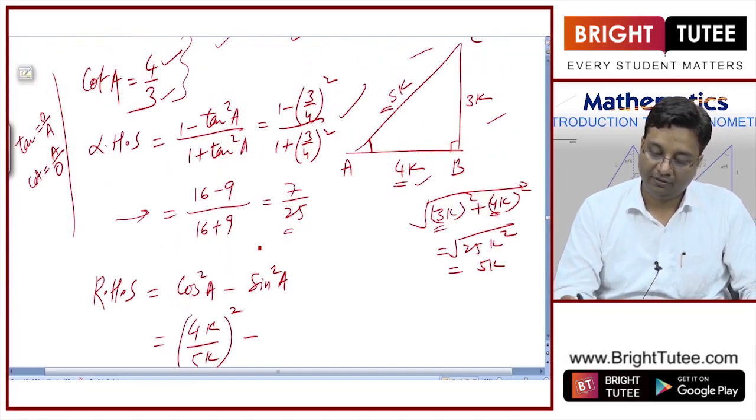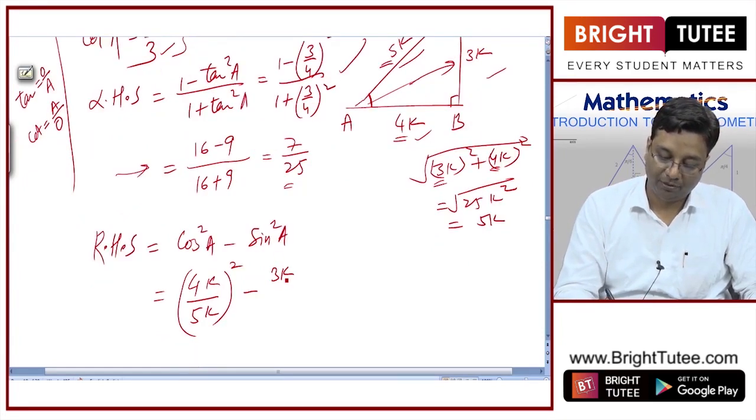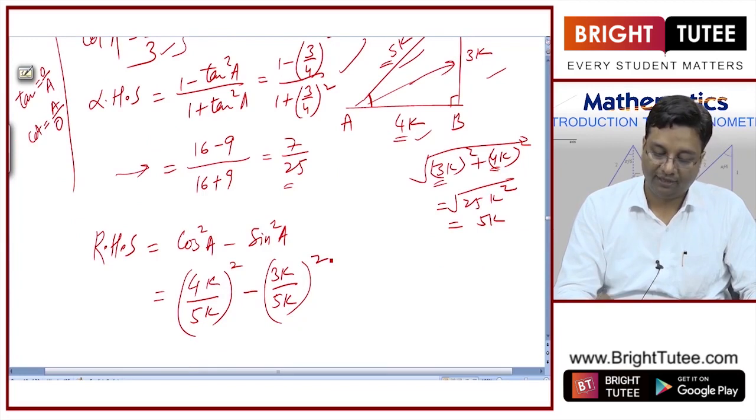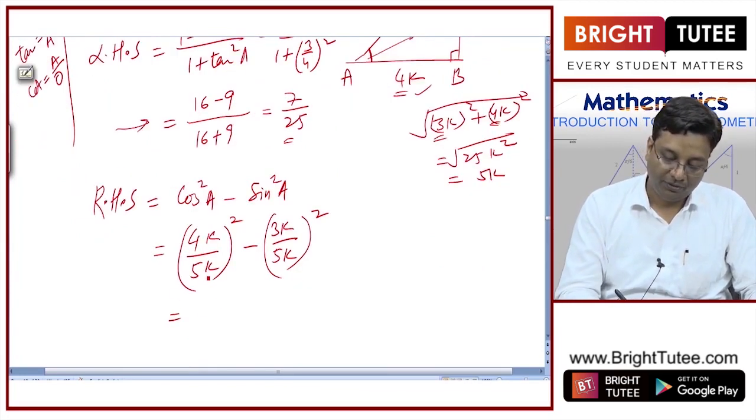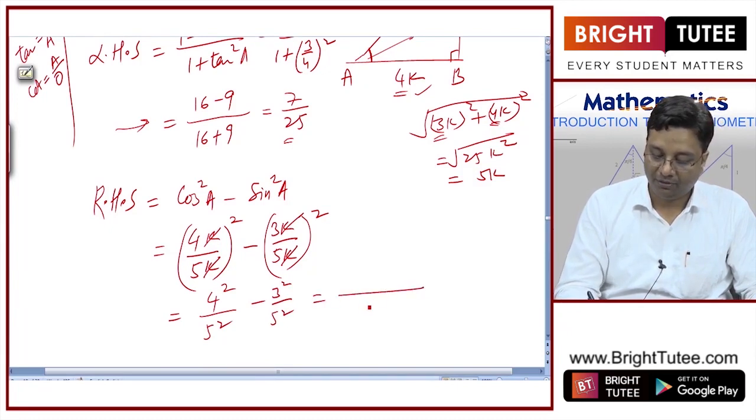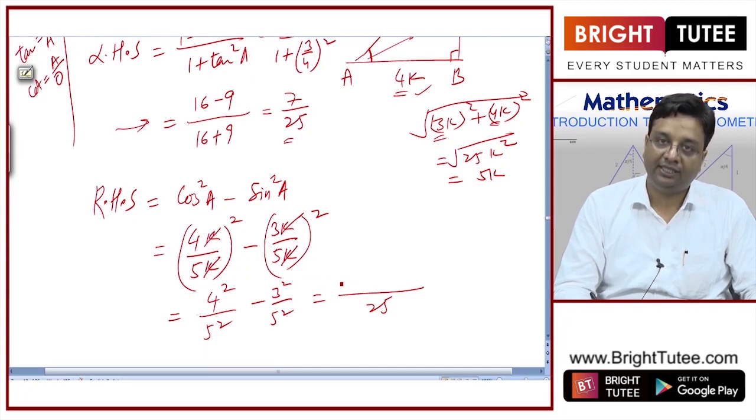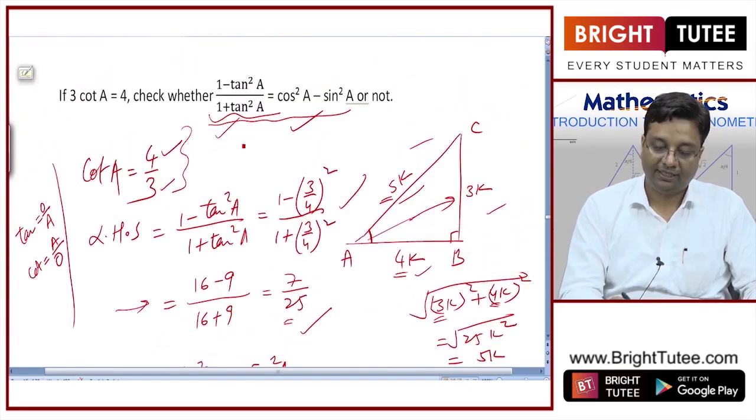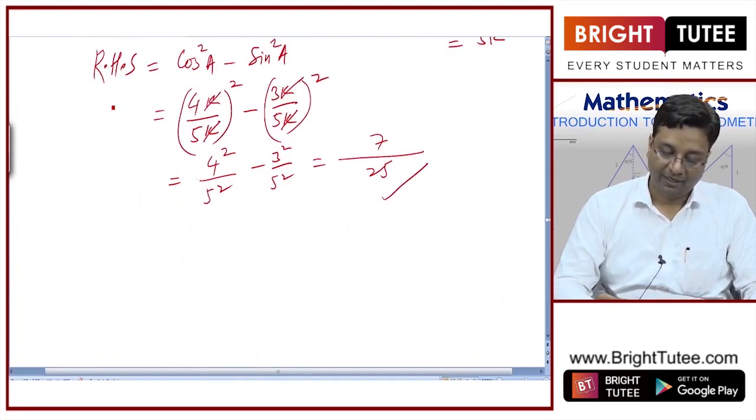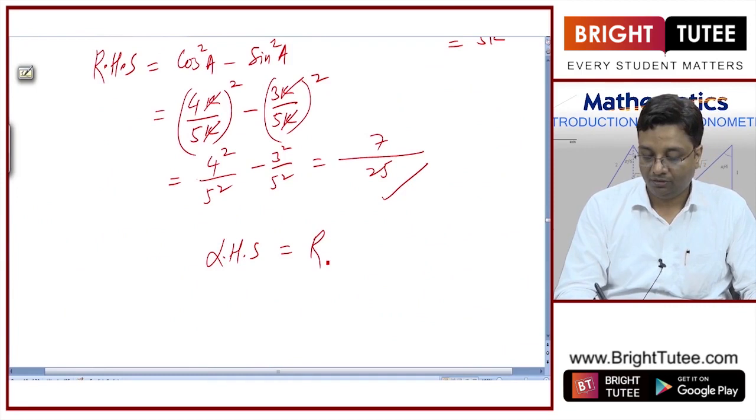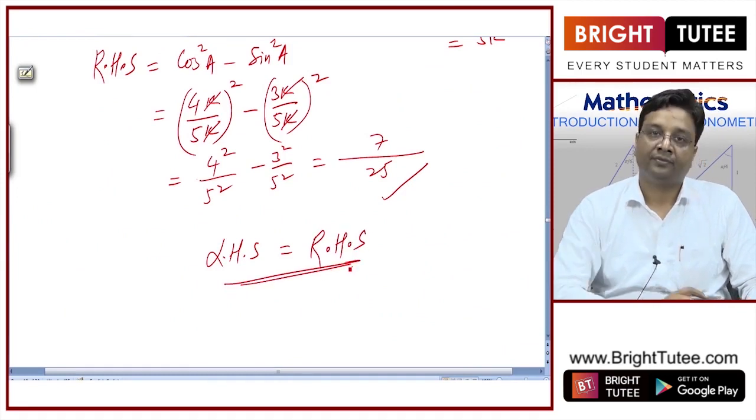Squared minus, what is sine? Sine of A is opposite upon hypotenuse. So 3k upon 5k squared again. If you see, we can cancel these k's. So this is 4 square by 5 square minus 3 square by 5 square. 5 square can be taken as LCM. This is 4 square is 16 minus 9, which is 7. So right hand side is also 7 by 25. Hence we can say that this relation is valid for this particular condition. Hence left hand side is equal to right hand side.